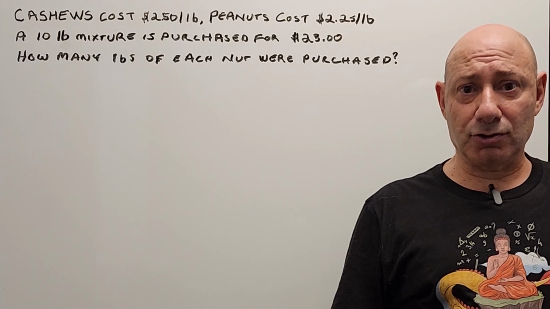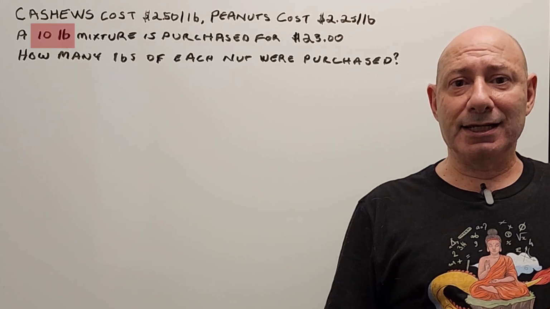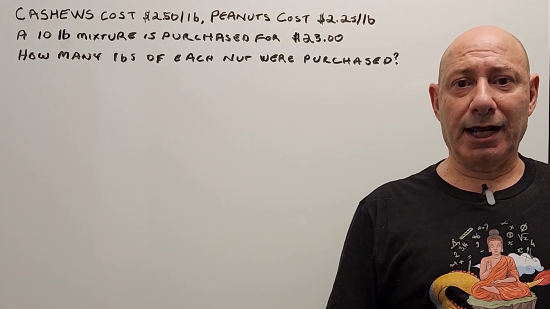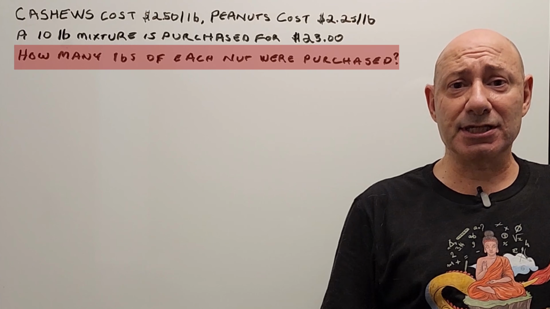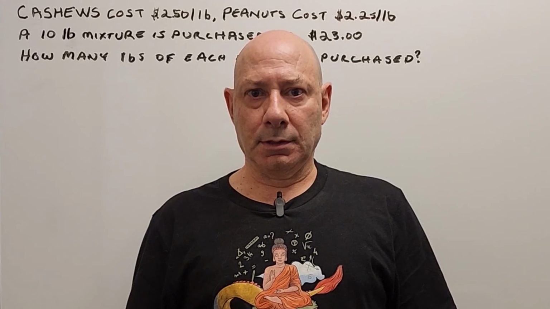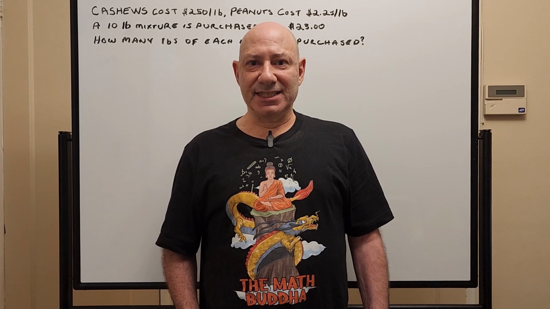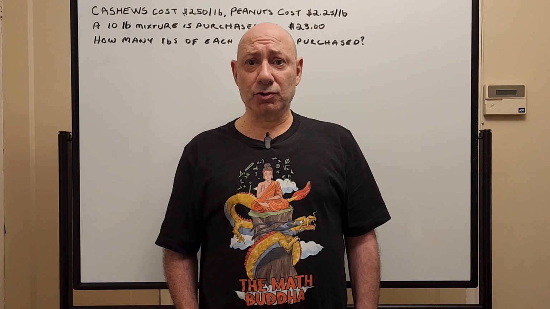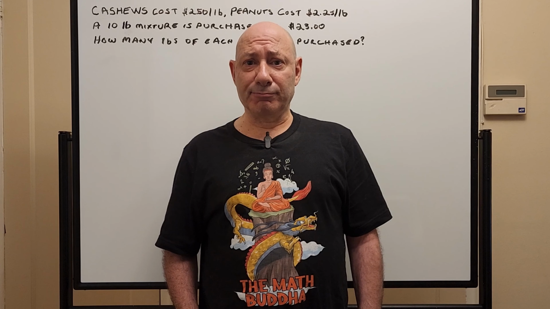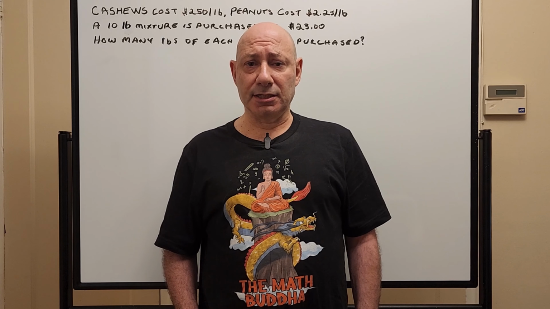Now we're told that a mixture is purchased, and we're told the weight and the cost of that mixture. And now we have to back into the individual weights. How many pounds of cashews were purchased and how many pounds of peanuts were purchased. Now I would imagine that many of you have seen this problem before. I know that it was a common problem back when I was in high school. And if you've seen this problem, you have probably seen an algebraic solution to this problem.